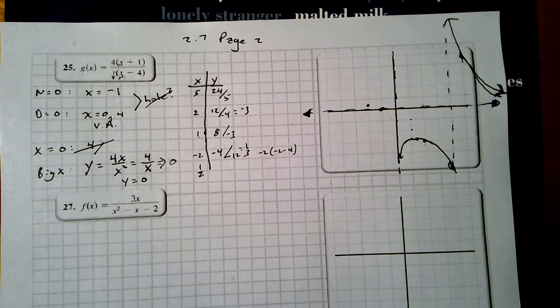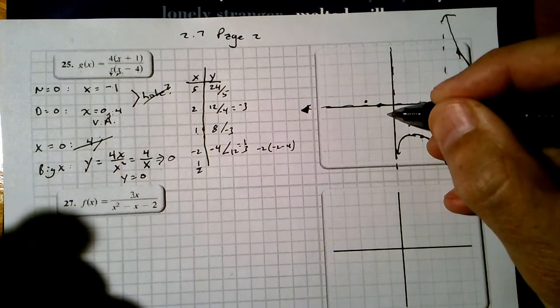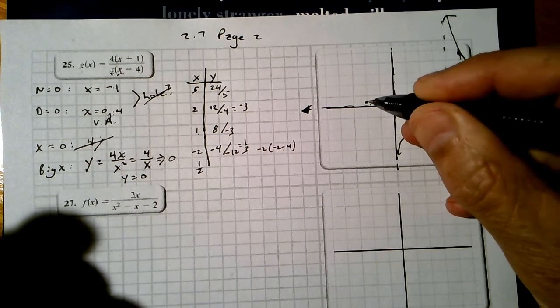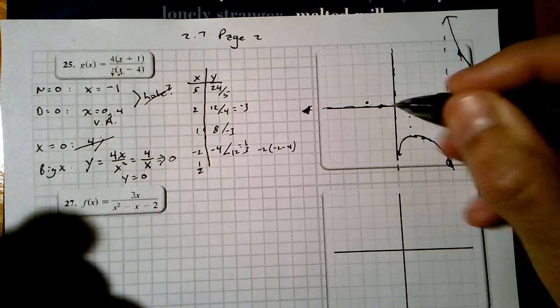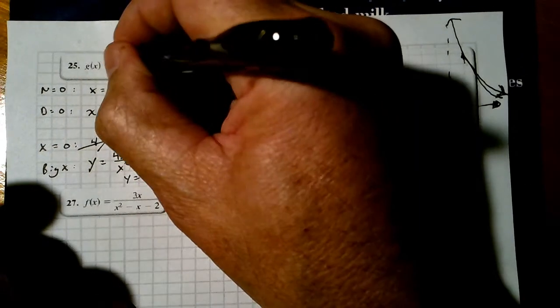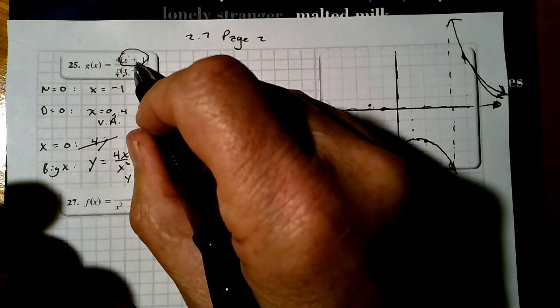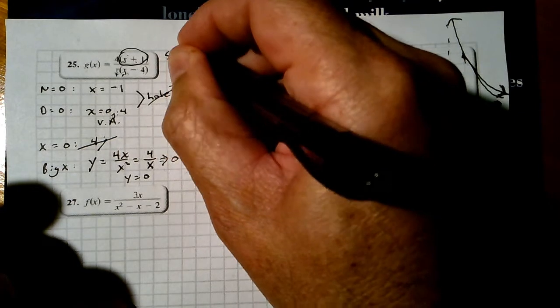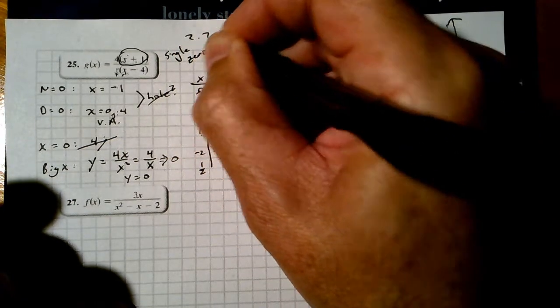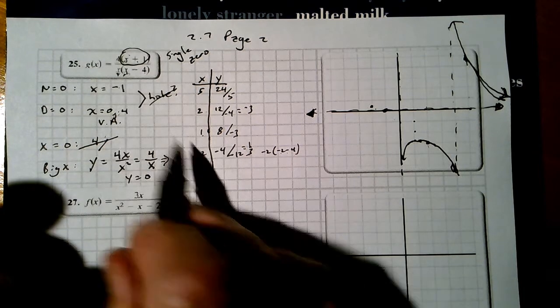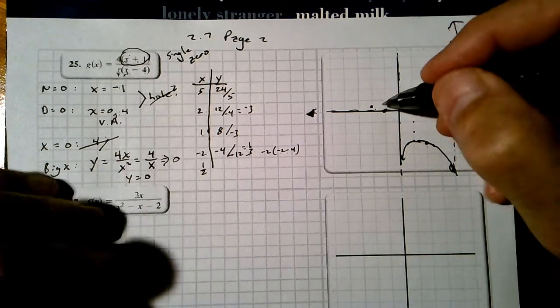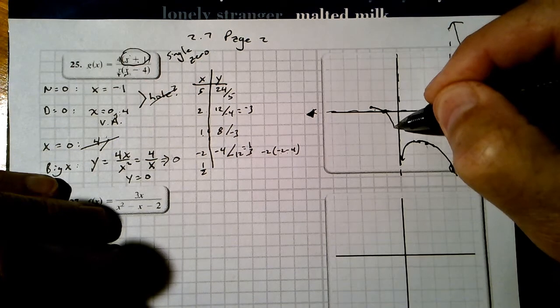I'm going to tell you, I know it must go down through here. Why couldn't it touch and come back up? It could, however, look at this. This negative 1 is a single 0. It just passes through. But if you're not certain, you're going to put in 1/2. But this thing looks like this.